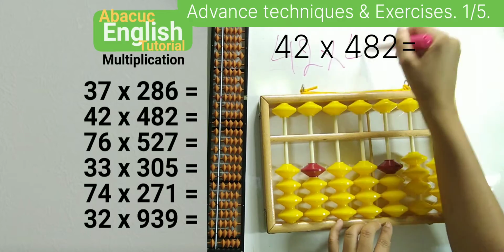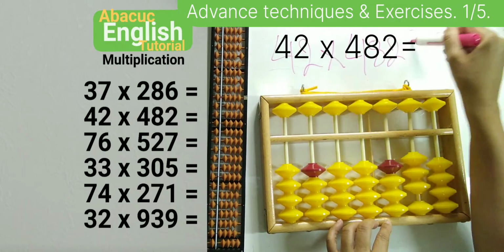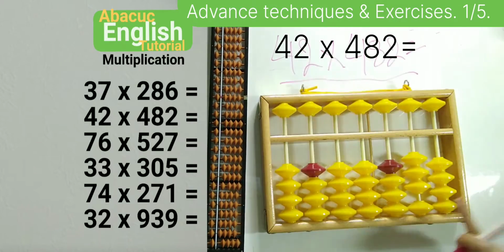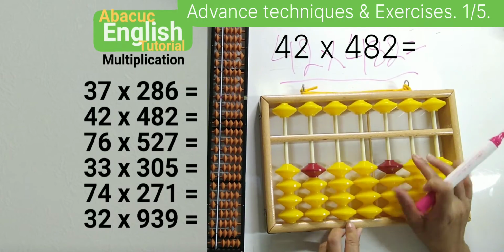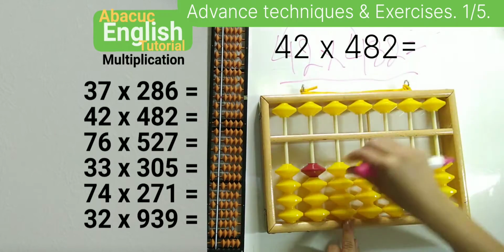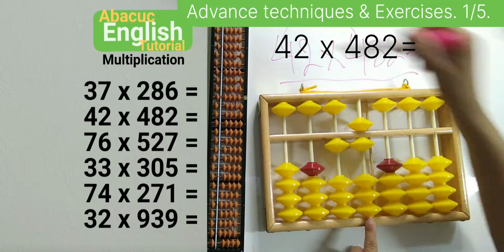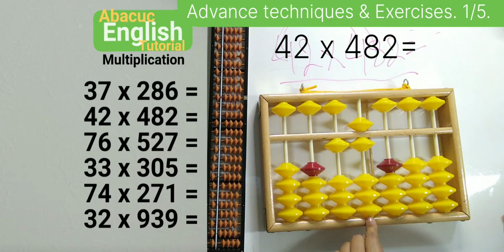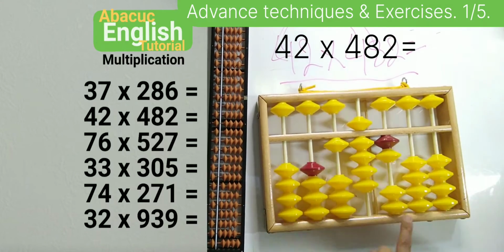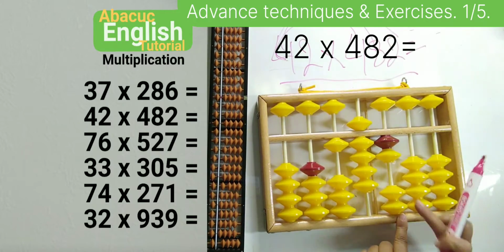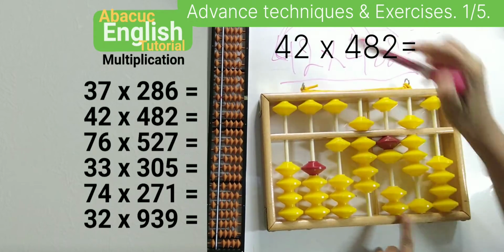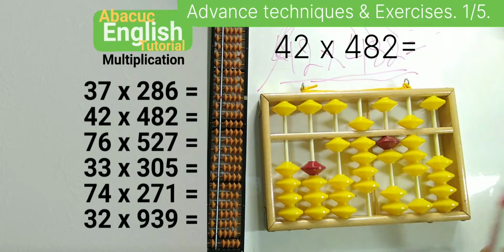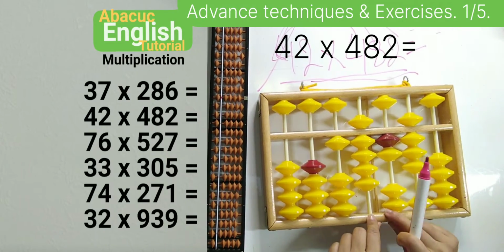42 multiply 48, 5 digits, 1, 2, 3, 4, 5 digits, starting from this start. 4 fours are 16, change. 4 eights are 32, change. 4 twos are 8, 0 and 8. We finished 4. Next is 4 digits, 1, 2, 3, 4, starting from this dot.